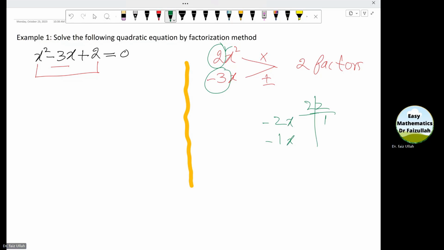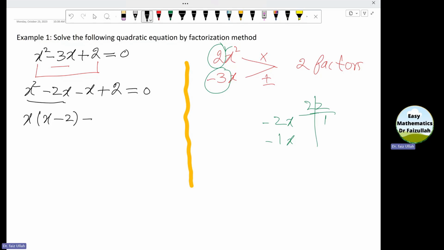And now let us see how to solve this quadratic equation. Write the first term as it is. And for minus 3x, now we need to write those factors, minus 2x minus x, and write the constant term as it is. Take common from the first two terms. The common is x. So we have x minus 2 here.